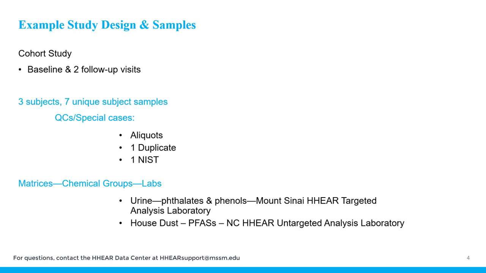As for the samples themselves, we have a biological matrix sample of urine in which we are measuring phthalates and phenols at the Mount Sinai HHEAR targeted analysis laboratory. And we have environmental matrix samples of house dust in which we are measuring PFASs at the North Carolina HHEAR Untargeted Analysis Laboratory. With this, let's fill out our map.